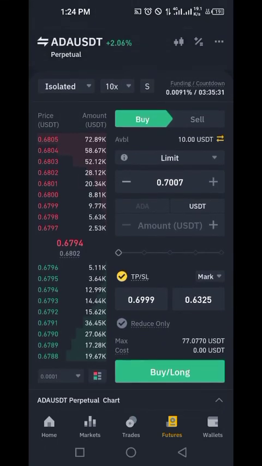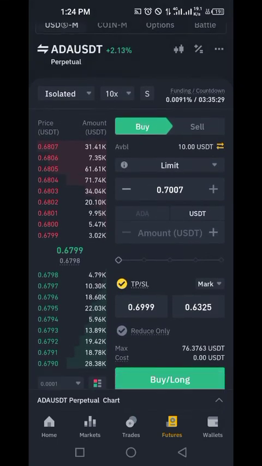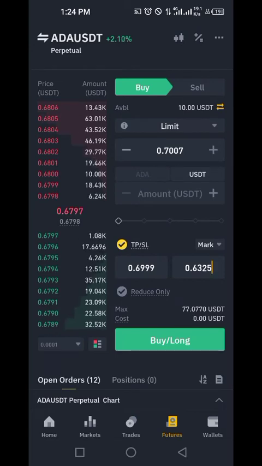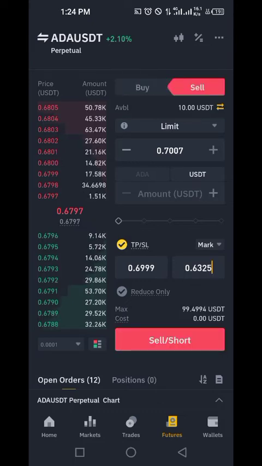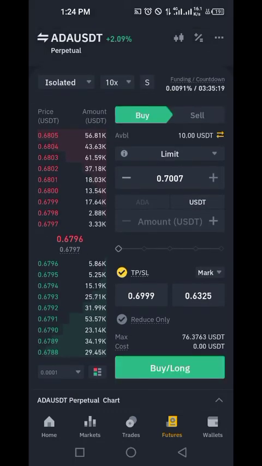Having set your take profit and stop loss, the next thing you do is click on buy, or if you are shorting, you click on sell. Now I'll just randomly take a trade without analyzing, just to show you some things. So that's how you take a trade generally.